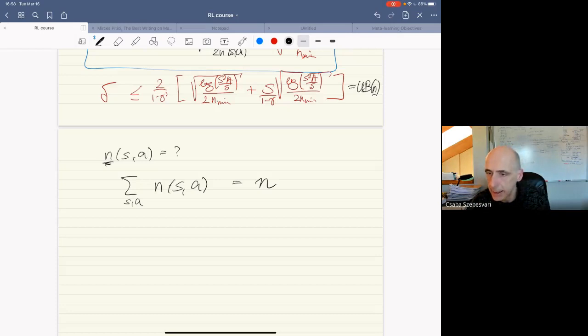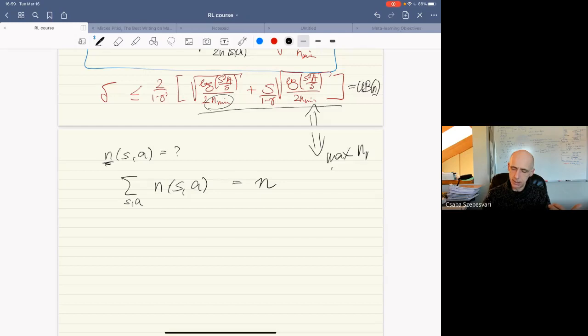Right. So Valentin says to maximize n min, so collect data uniformly. Yeah. So we want this to be the smallest. This whole thing we are dividing by n min, so we want n min to be the largest. So minimizing the upper bound is equivalent to maximizing n min. And the way you can maximize n min under constraints like this is that you just split your samples equally. So NSA is going to be n over SA, in which case this is going to be n min, right?